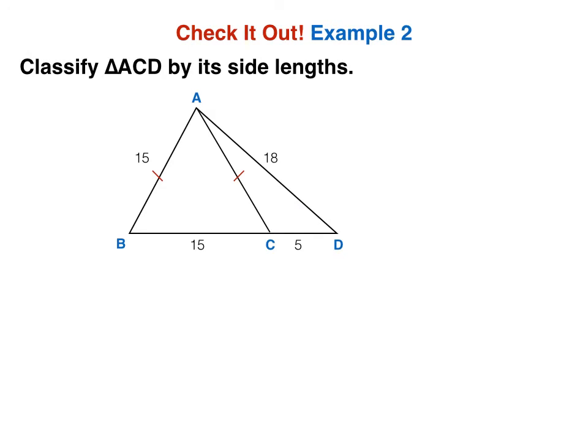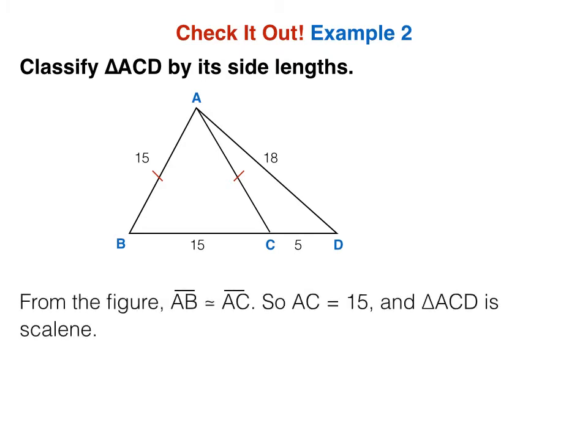All right, check it out for yourself. Go ahead and classify triangle ACD by its side lengths. Pause the video now. From the figure, we can see that segment AB is congruent to segment AC. So AC is 15 in measure. And so this means triangle ACD is scalene.